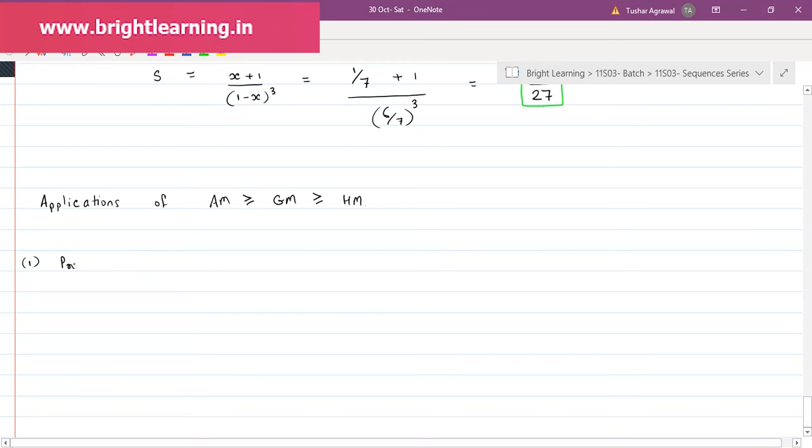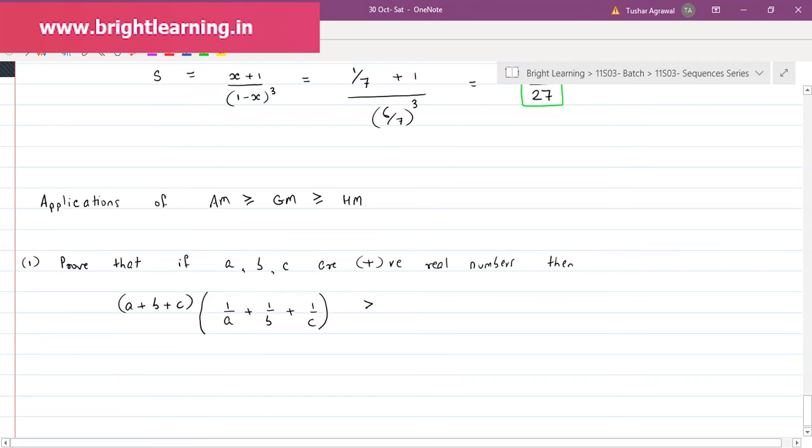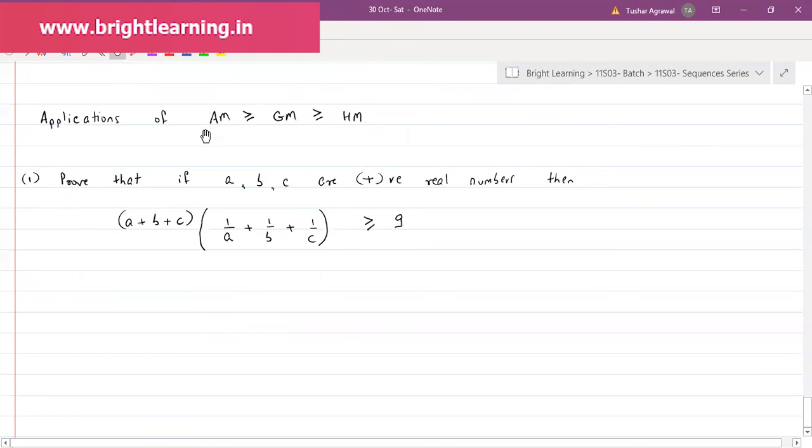Prove that if A, B, C are positive real numbers, then (A plus B plus C) multiplied by (1 upon A plus 1 upon B plus 1 upon C) is always greater than or equal to 9. This is your hint: AM, GM, HM.